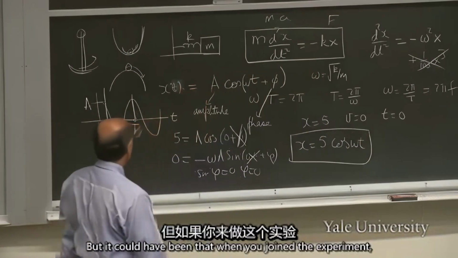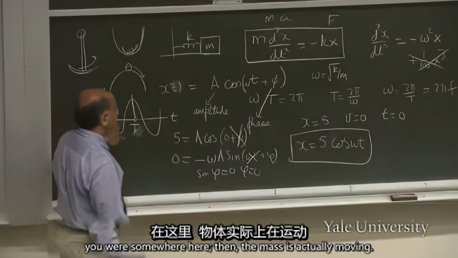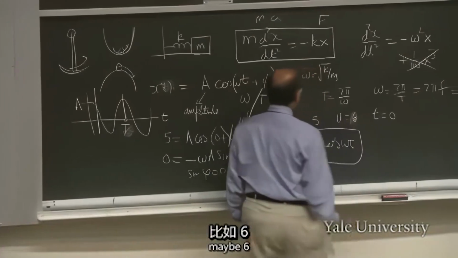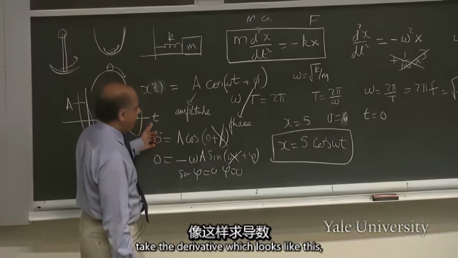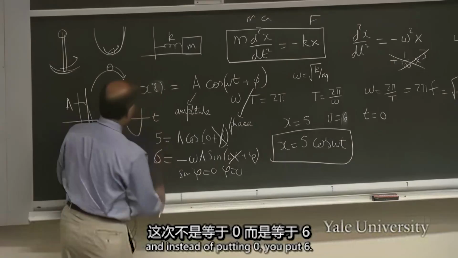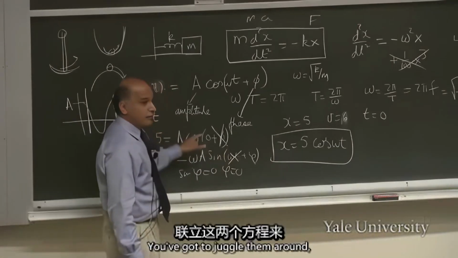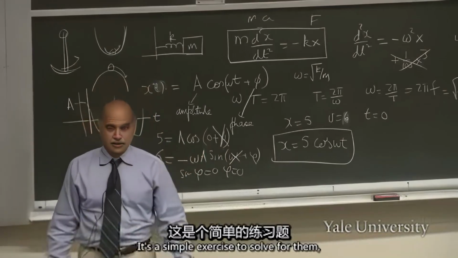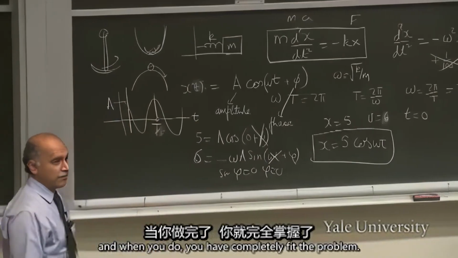But it could have been that when you joined the experiment, you were somewhere here, and the mass is actually moving. Then I will say at t equal to 0, velocity was some other number, maybe 6. Then you have to go back and write two equations. One for x, and take the derivative, which looks like this, and instead of putting 0, you put 6. You have two unknowns, a and phi. You have to juggle them around and solve for a and phi given these two numbers. It's a simple exercise to solve for them, and when you do, you've completely fit the problem.